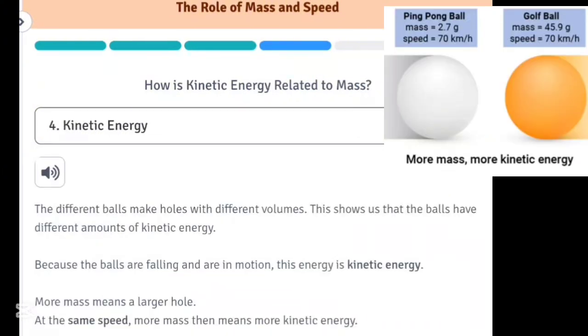The different balls make holes with different volumes. This shows us that the balls have different amounts of kinetic energy. Because the balls are falling and are in motion, this energy is kinetic energy. More mass means a larger hole. At the same speed, more mass then means more kinetic energy.